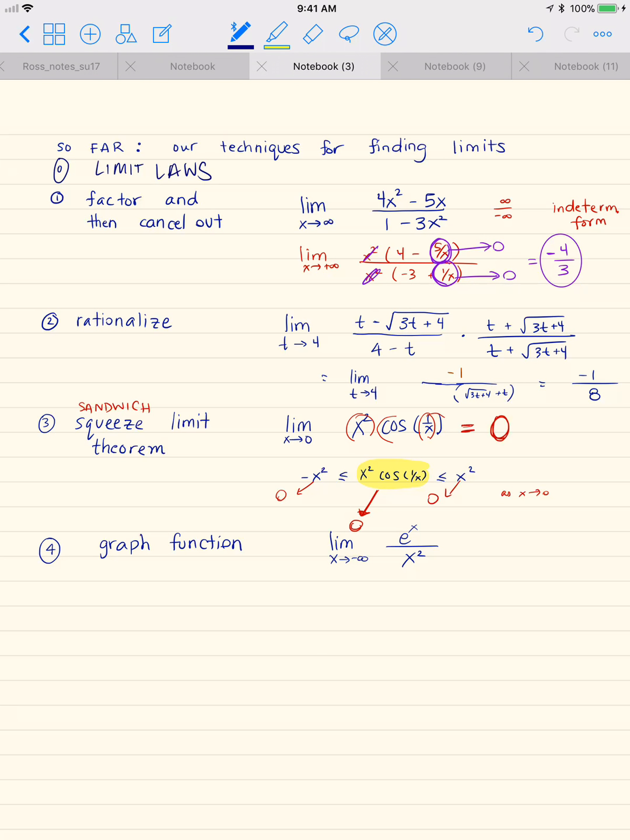And if that doesn't happen, or if we can't use limit laws, we end up with something that's indeterminate. Now we go to these other approaches, right? Factoring, rationalizing, using the squeeze limit theorem. And the last one here, which is to graph the function.